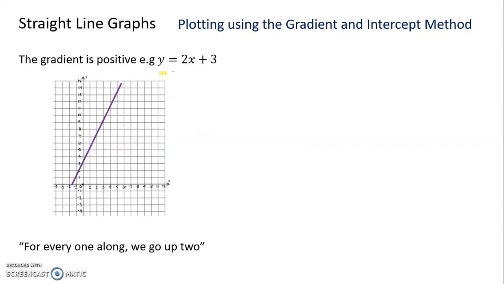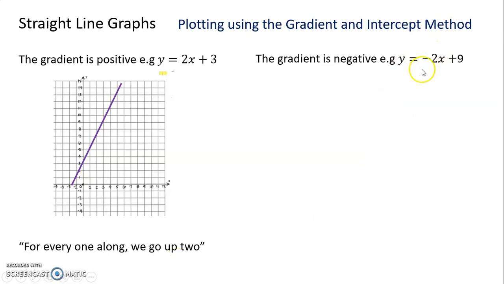Okay, so we're now going to use what we know about the gradient and the intercept to plot our straight line really efficiently. But there's something we need to look at first. We looked at this line a moment ago, and this has got a positive gradient. It has a positive coefficient in front of our x, and that tells us for every one along we go up 2. But what about if we've got a negative coefficient in front of our x?